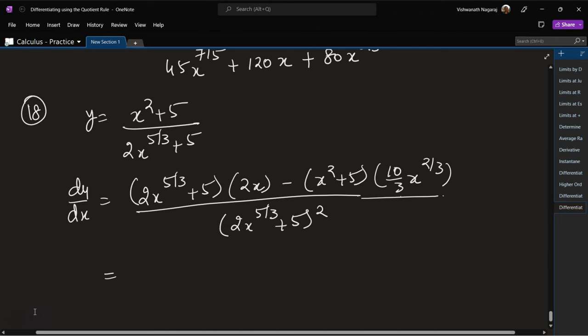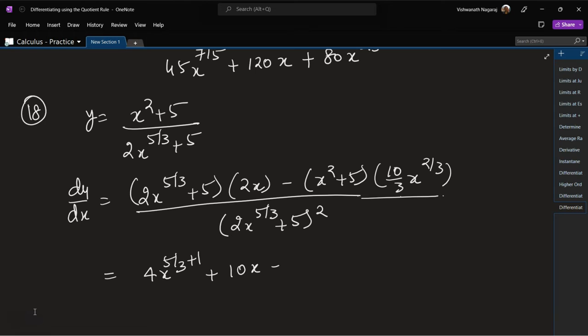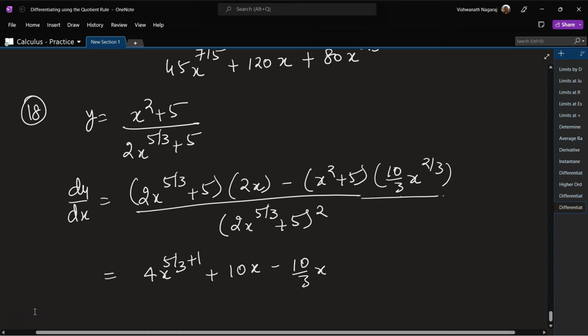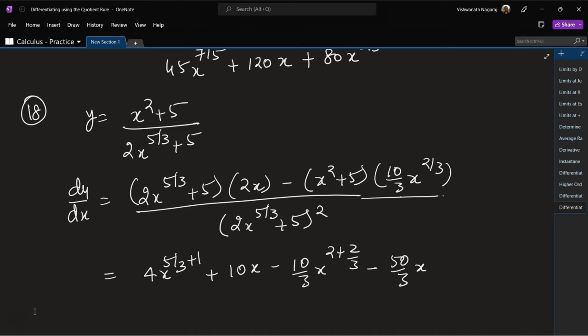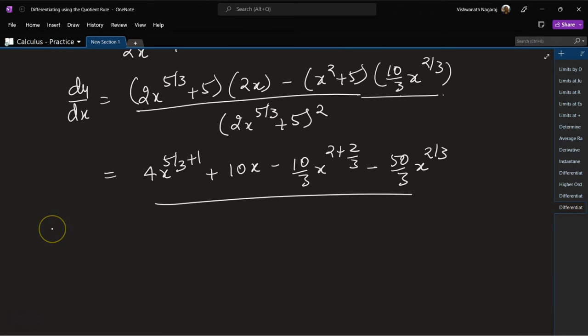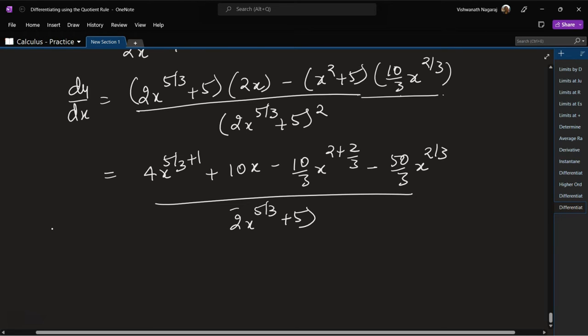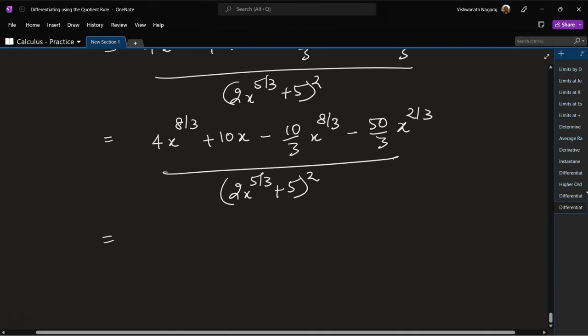So now let's simplify this. 2 times 2, 4x to the power of 5 by 3 plus 1, plus 10x, minus 10 by 3 x to the power of 2 plus 2 by 3, minus 50 by 3 x to the power of 2 by 3, divided by (2x to the power of 5 by 3 plus 5) square. Now this and this are like terms.